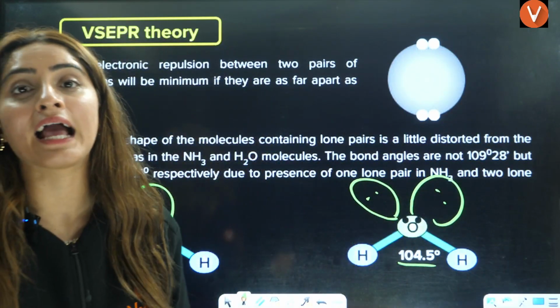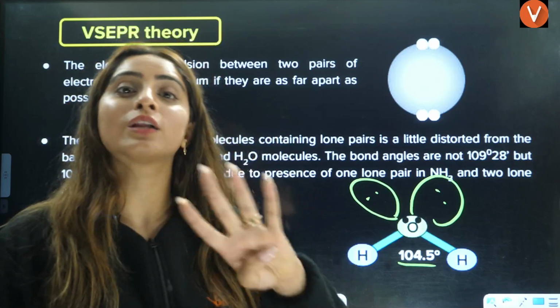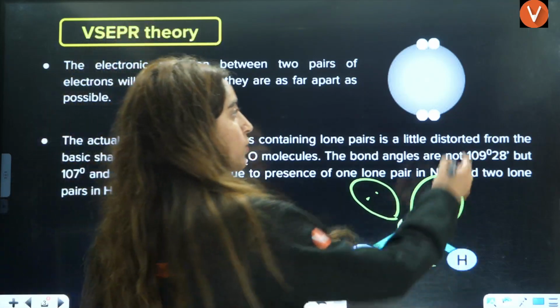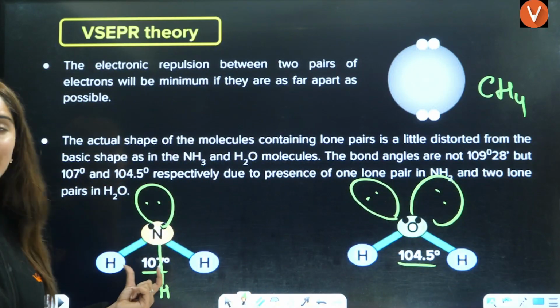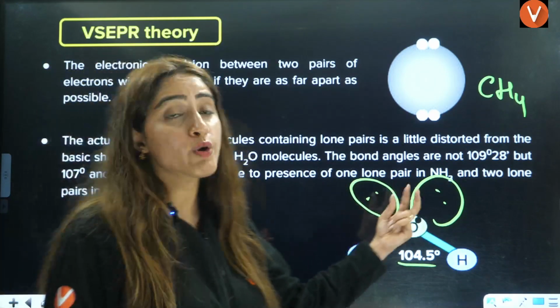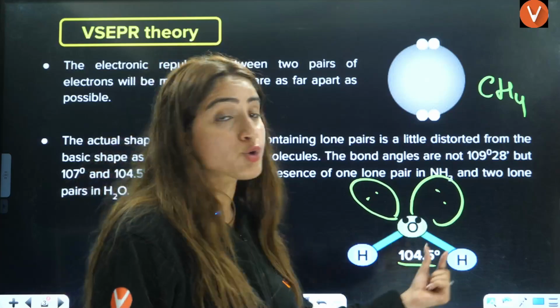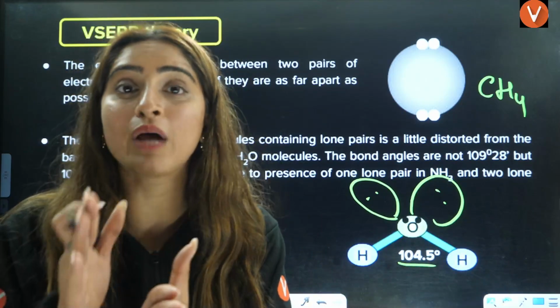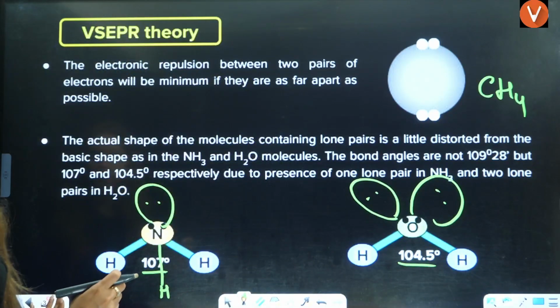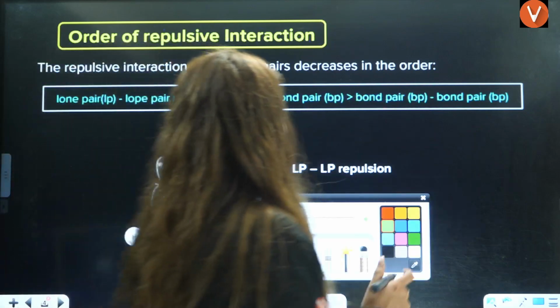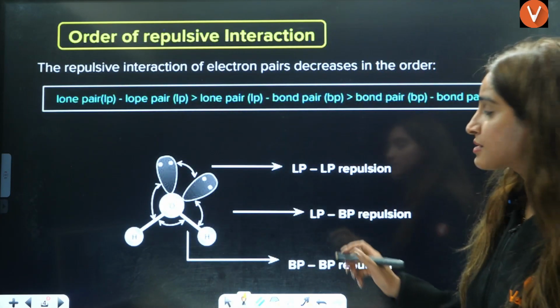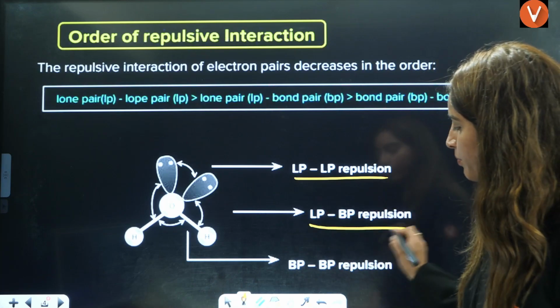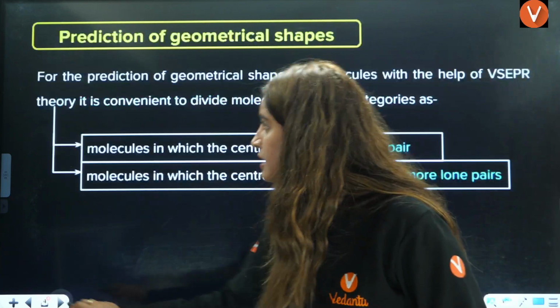In tetrahedral, the angle is 109 when you have all the four bonds, like CH4. When you have one lone pair, the angle has decreased to 107. When you have two lone pairs, the angle has decreased to 104.5. That is how the angle is decreasing here, right? If you see the order of repulsive interactions here, first is lone pair lone pair repulsion, then lone pair bond pair repulsions, right?